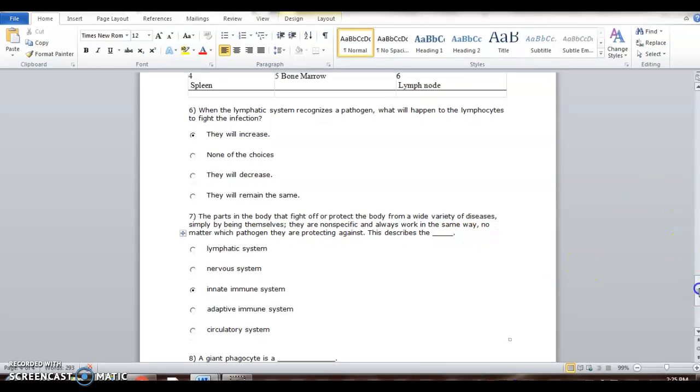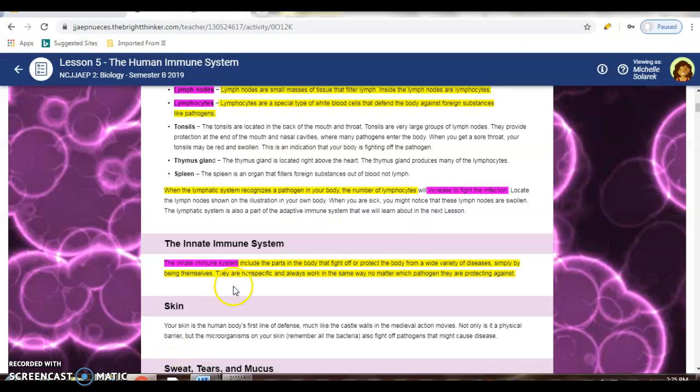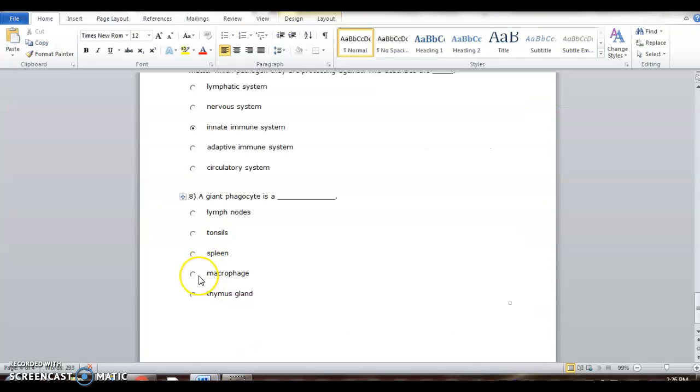And then the last question is, a giant phagocyte is a macrophage. So a macrophage is a giant phagocyte that lives in tissue. So macrophage.